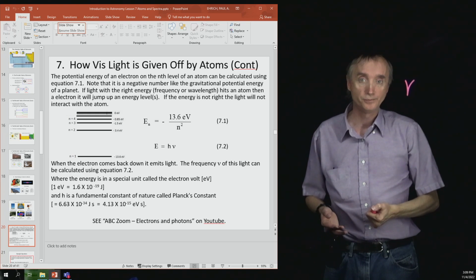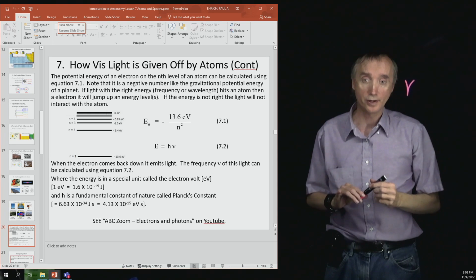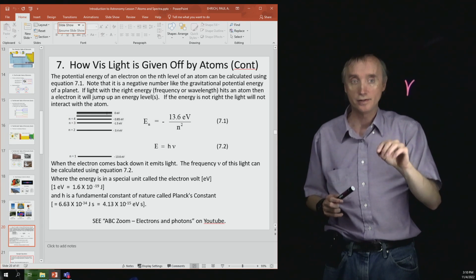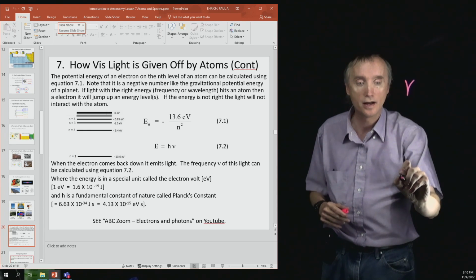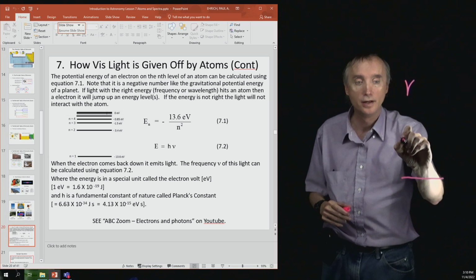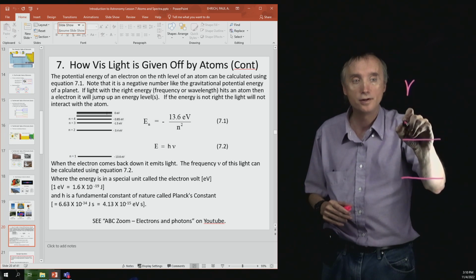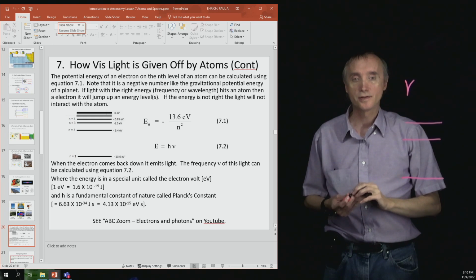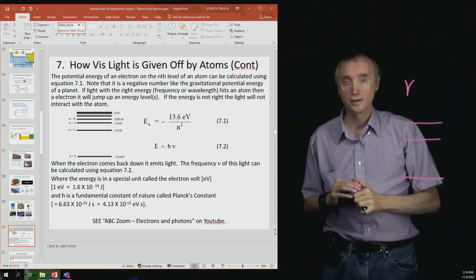Now I also want to point out, it has to be very, very precise. So let's say that you've got here is an energy level, and here's an energy level, and then here's an energy level. And another thing, are you noticing that the ceilings are getting lower as you go up?